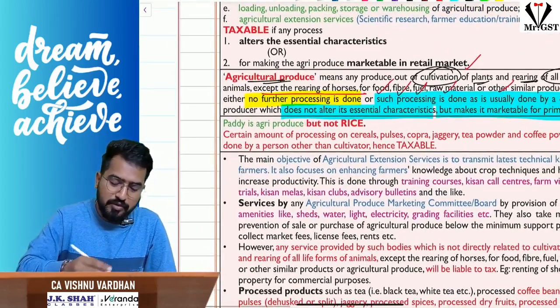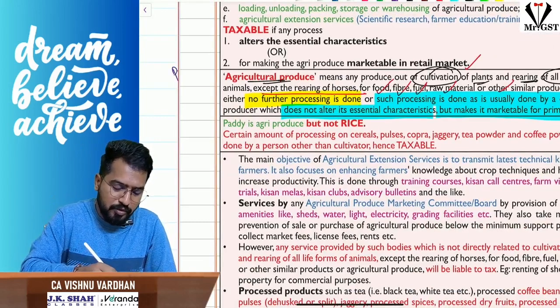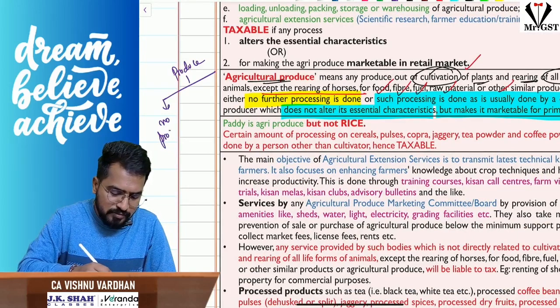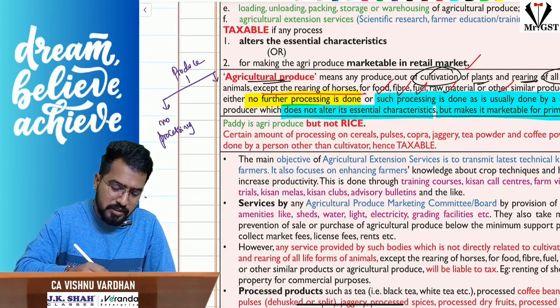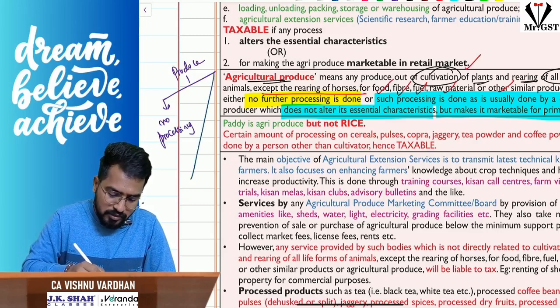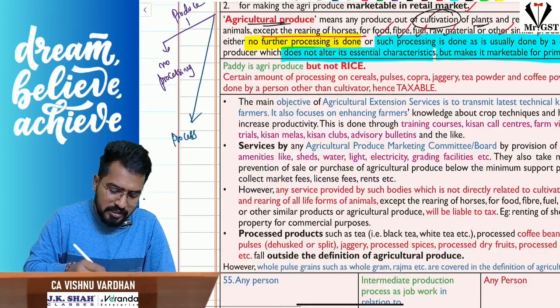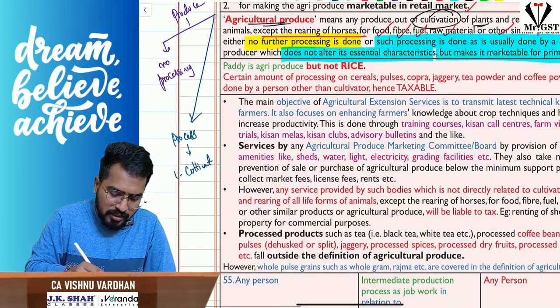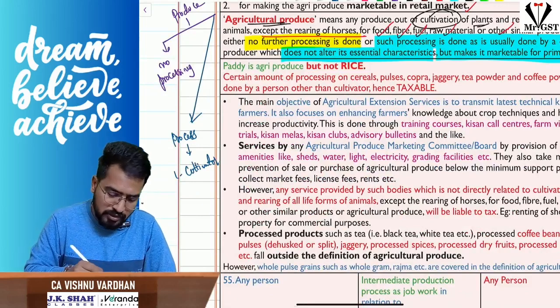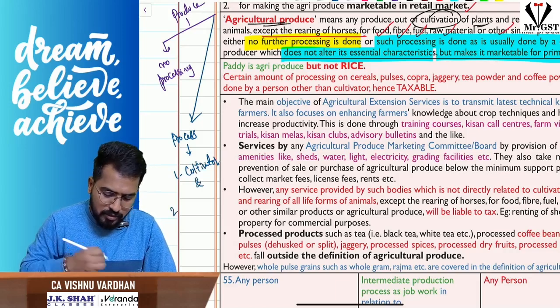That means, first of all, sir, there is something produced from land. Either you do no processing, or if you do processing also, if you process that agricultural produce, still I call it agricultural produce when it is done by the cultivator only, not some outsider. Only the cultivator should do that.